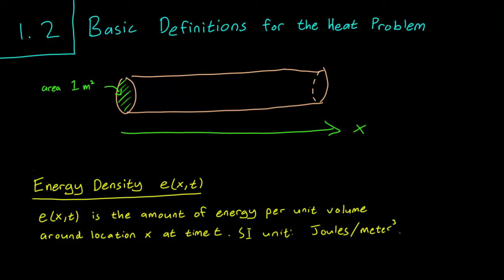This energy density E(x,t) tells us how much energy there is per unit volume of the rod. So E(x,t) is the amount of energy per unit volume. Its unit in the SI unit scheme is joules per meter cubed. So it tells you if you have one cubic meter of iron rod, how much energy is contained within it. So if you have a 0, say, there's no energy in the rod at all at that location. If your E(x,t) is 10, it means that every cubic meter of the rod around that location x and around that time t has 10 joules of energy.